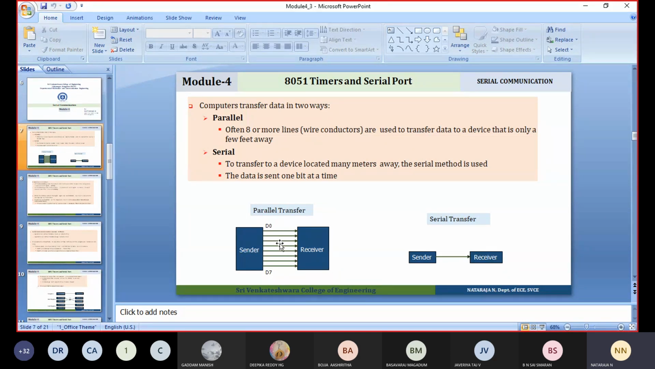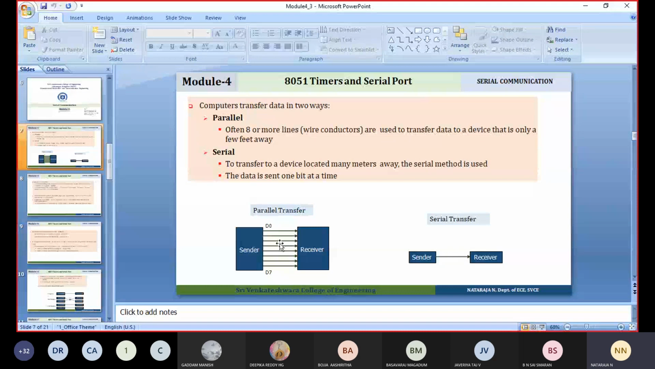We are going to face a lot of problems when we use parallel communication, because with respect to our laboratory, for some of the experimental results we need to get, we are going to use serial data communication to transfer to a device located many meters away. A serial method is used. The data is sent one bit at a time.